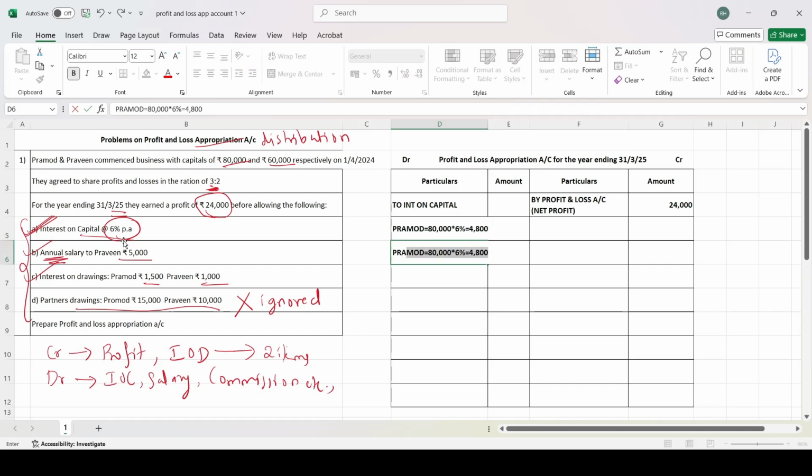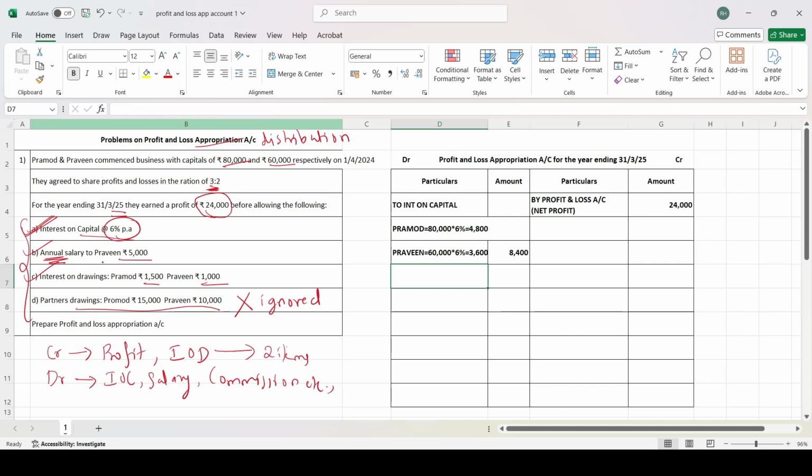Next, Praveen. What is Praveen's capital? Praveen's capital is 60,000 into 6%, which comes to 3,600. So now you add both this 4,800 and 3,600 and take it to the outer column. That is 4,800 plus 3,600, which comes to 8,400. Now we have completed the interest on capital.